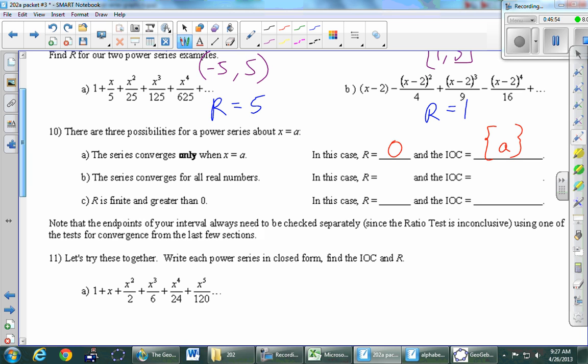Okay, part B. There could be a very well-behaved series that converges for all real numbers. What would you say is the radius of that series? Infinity. It goes forever. And the interval of convergence, all real numbers. So you could say minus infinity to infinity, or you can write the fancy R.